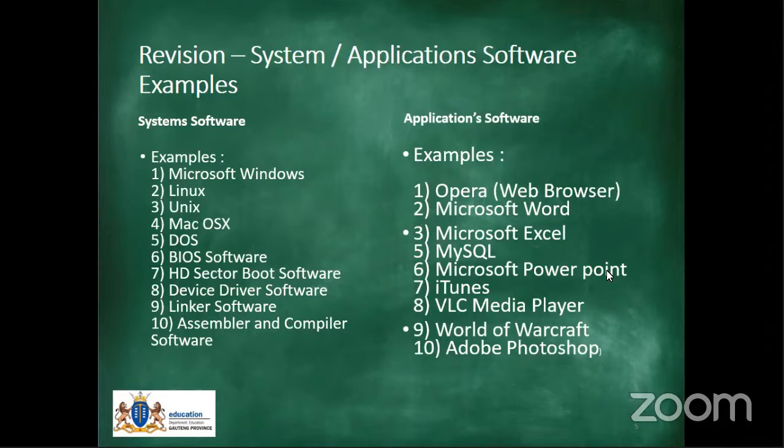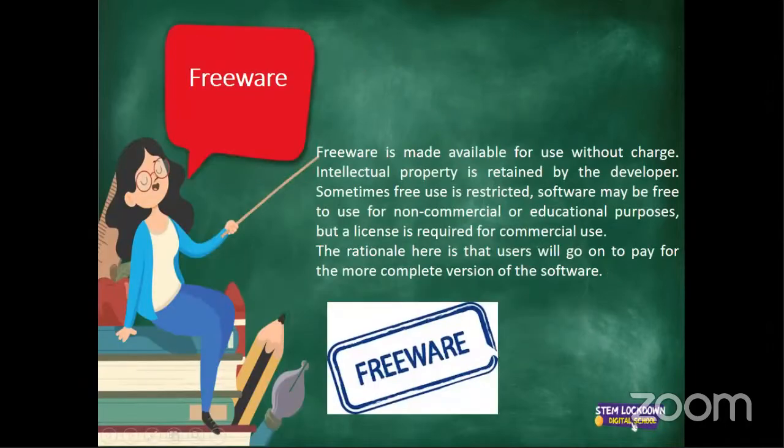Now, let's talk about other examples, because this is an extended software concept. We spoke about what software is in general: an instruction that tells hardware what to do and how to do it. Like I said, we've got two categories of software, application and system software. But now we are talking about more examples of these categories. Now we have what is so-called freeware. It's made available for use without charge. The intellectual property is retained by the developer.